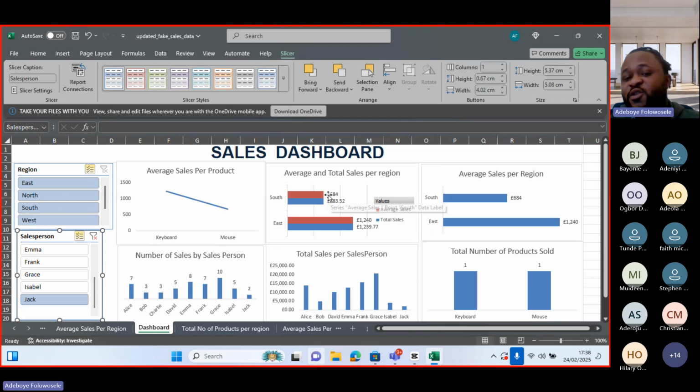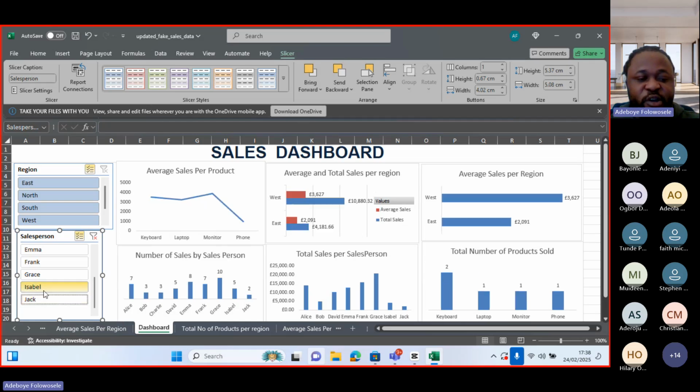And that's the essence of a dashboard, because it gives you an overview. That means that he is only working in the South and the East. Most of his sales are in the South and in the East, and he has the highest sales in the East. This also reflects the same thing. And the total number of products sold, he sold only one keyboard, one mouse. So if we want to check for Isabel, I click on Isabel, then I will click out Jack.